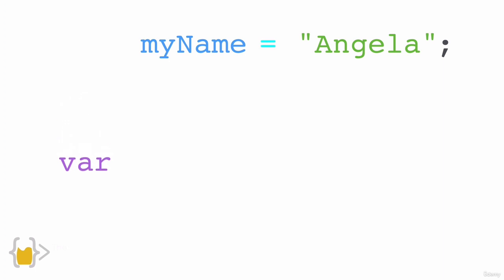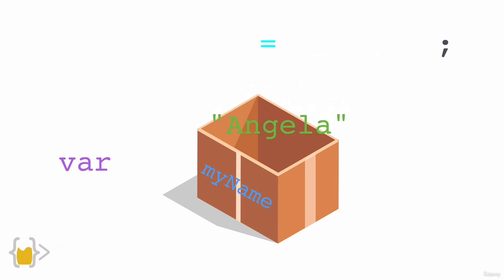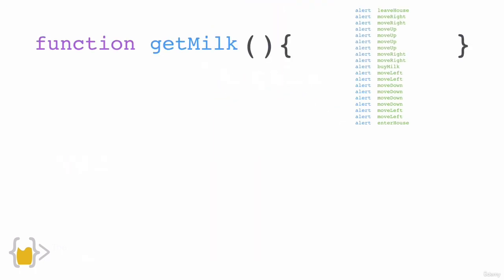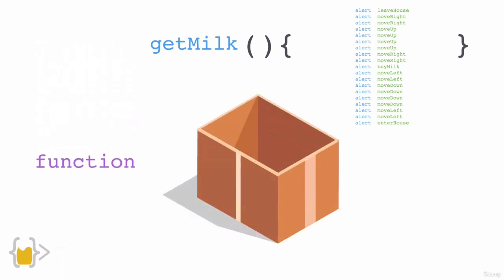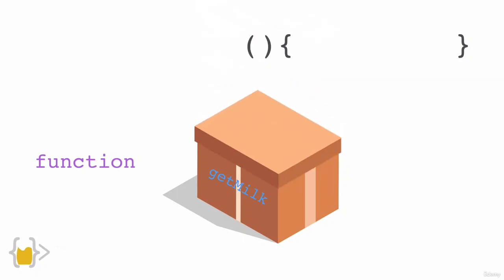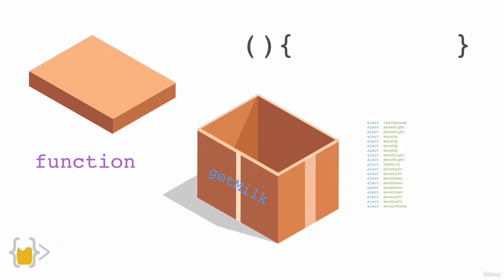Now, this is the structure of a variable. We use the var keyword to create a new container. The container gets a name, and then finally, we get to put something inside the container. Well, functions work quite similarly. We use the function keyword to say that we're creating a new function, and then we get to give the function a name to identify that block of instructions. And finally, we get to put in all the instructions that we want to be carried out whenever we call the function getMilk. And when we do call the function getMilk, then all of the instructions inside that function will get taken out and executed.